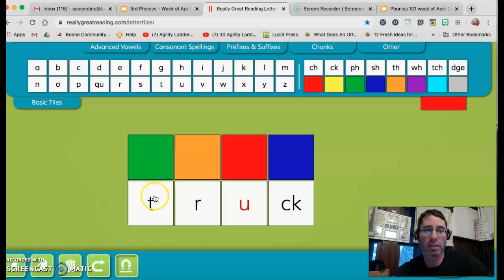Another thing to point out in truck, another pattern, is it does have a two sound blend. So I can see it here, t, r, I see my red tile, which is a vowel tile, and then I look before it and I see two phonemes, and I can see that each phoneme has its own sound, t, r, and then k, truck. So kind of cool. We have a digraph at the end, and we have a two sound blend at the beginning.